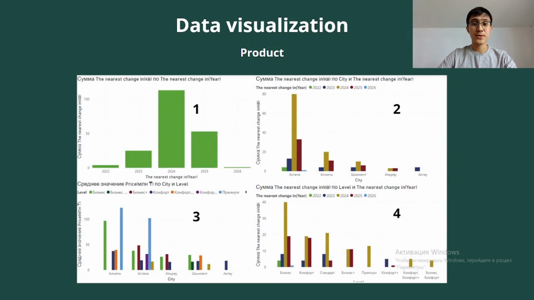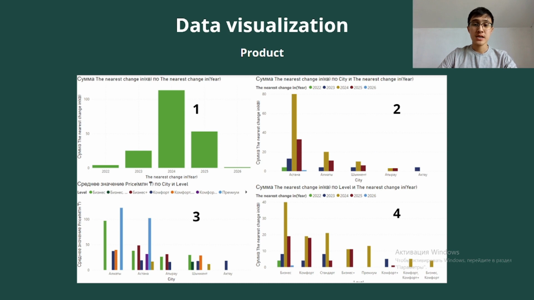And here we have four charts. First, in this chart, we can see how many apartments the company sold in each year. As you can see, customers have bought apartments for the next 2 years, and the highest indicator belongs to this year, 2024. And second, in this chart, we can see how many apartments were sold in which city in which year.